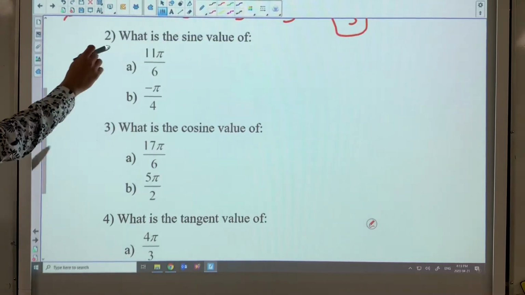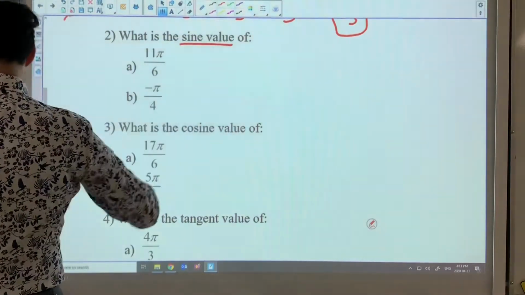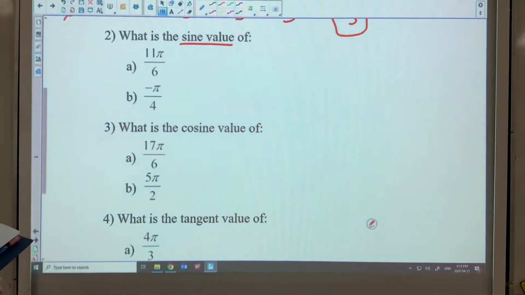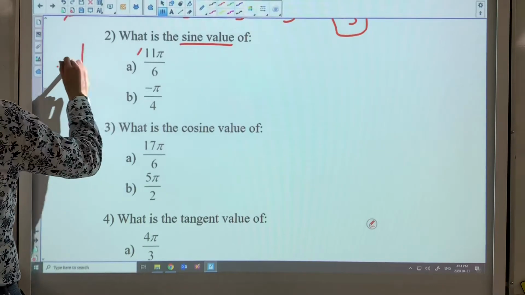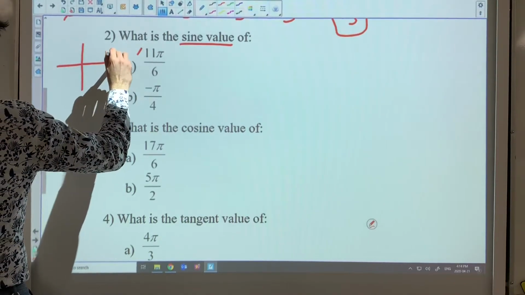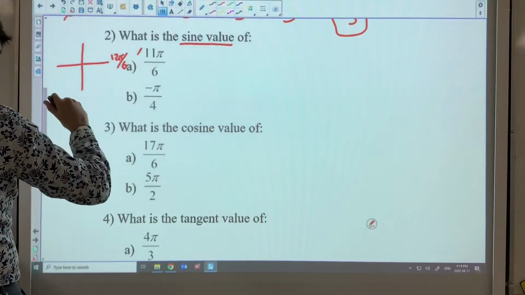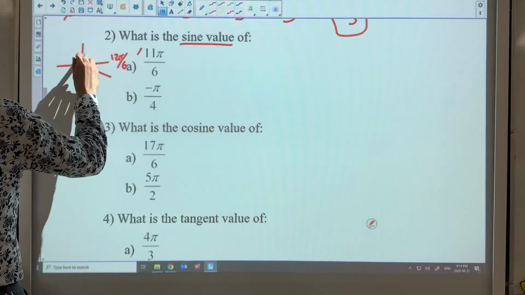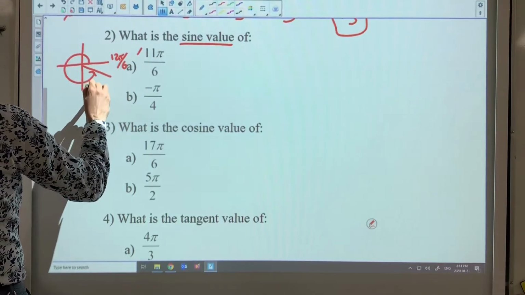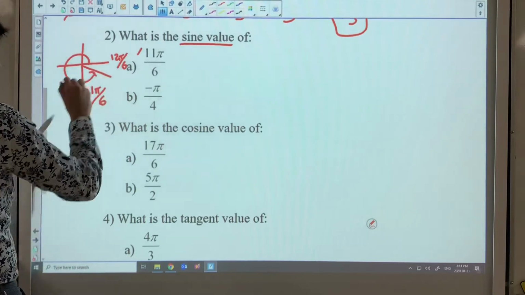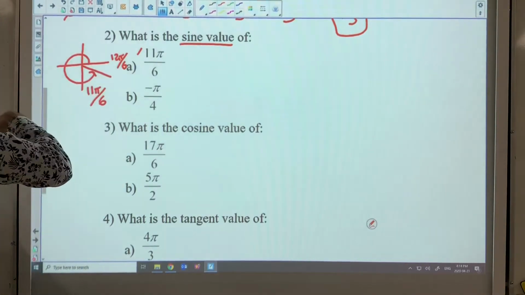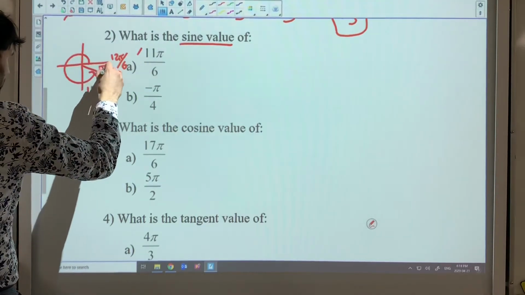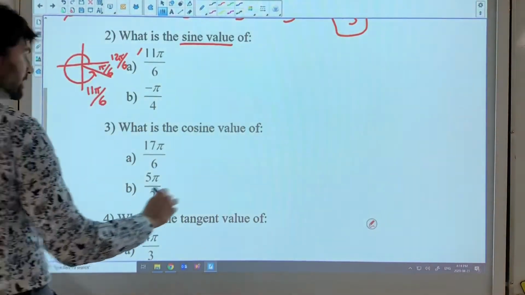Now, these questions are saying, what is the sine value of this? Now, there's 2 ways you can do this. You can figure out the reference angle for this. So if you went and sketched this out on your unit circle, okay, this would be 12 pi over 6, or 2 pi here. So if you were here, you would need to ask yourself, so I rotated 11 pi over 6, what would that angle be? Well, how much further do you need to travel to get to 12 pi over 6? It would be pi over 6. That would be the reference angle, okay?